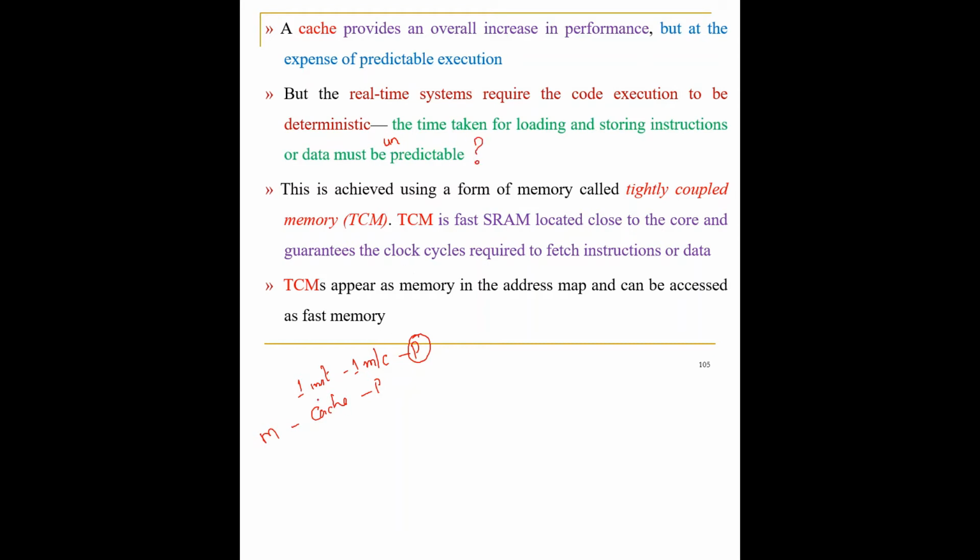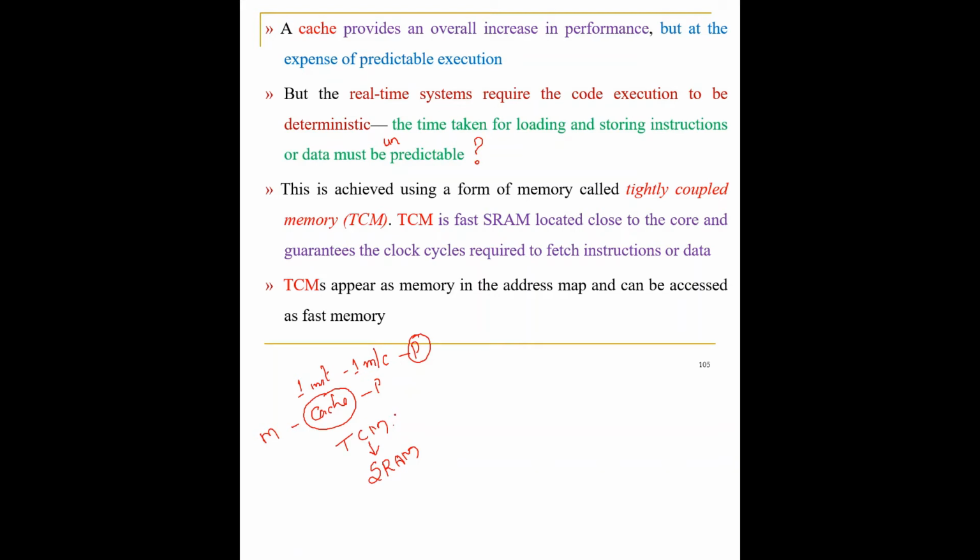Yes, we do have a solution for this particular problem. Instead of using a cache memory between the main memory and the processor, we use a memory called tightly coupled memory, which is called TCM. Sir, what is this TCM? TCM is basically SRAM. We have studied there are different kinds of memories that will be used in the processor, out of which one is SRAM.